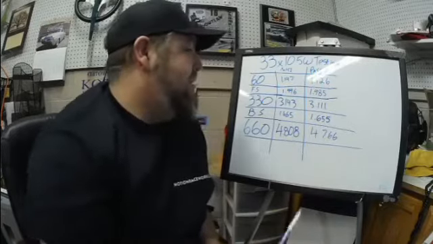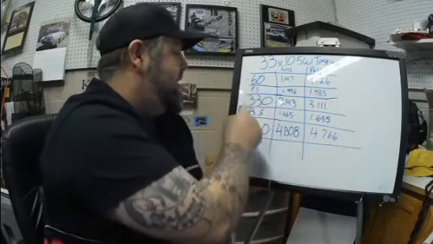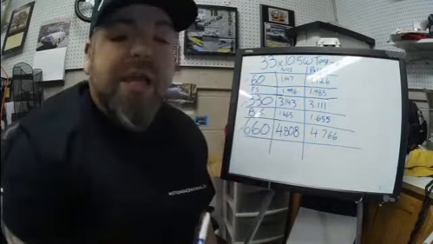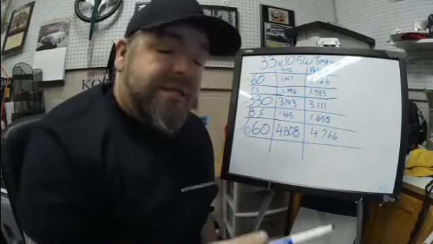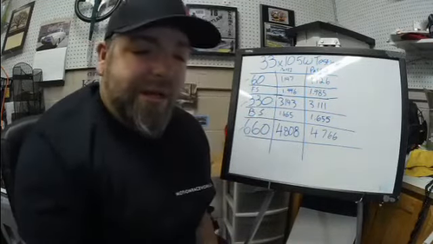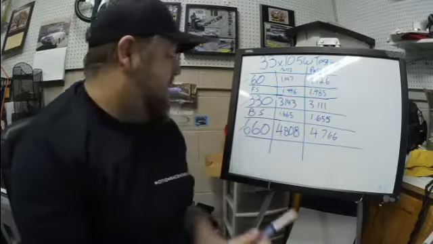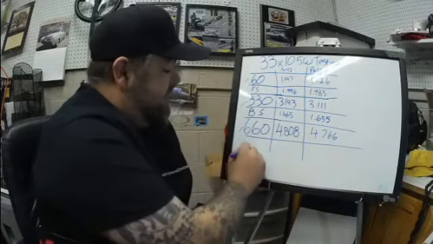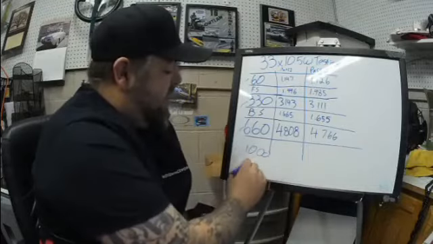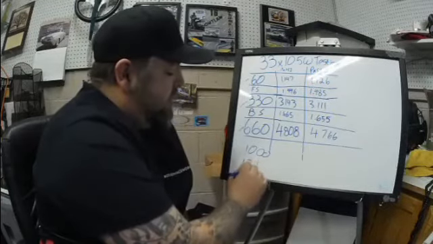So this is part of reading a time slip. When you take your time slip and you go, okay, I've got my 60 foot, I've got my 330, I've got my 660. If you are, as Corey Kirkner was asking earlier, running a quarter mile deal on there, then you'll have down here your 1,000 foot and your 1320.